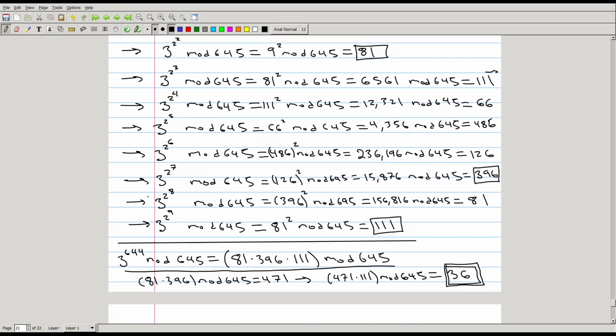So even though this example is a little bit long, right, there are a bunch of steps to this procedure. I think it clearly shows this algorithm and how to implement it, and the usefulness of it in terms of calculating these large modular exponents.